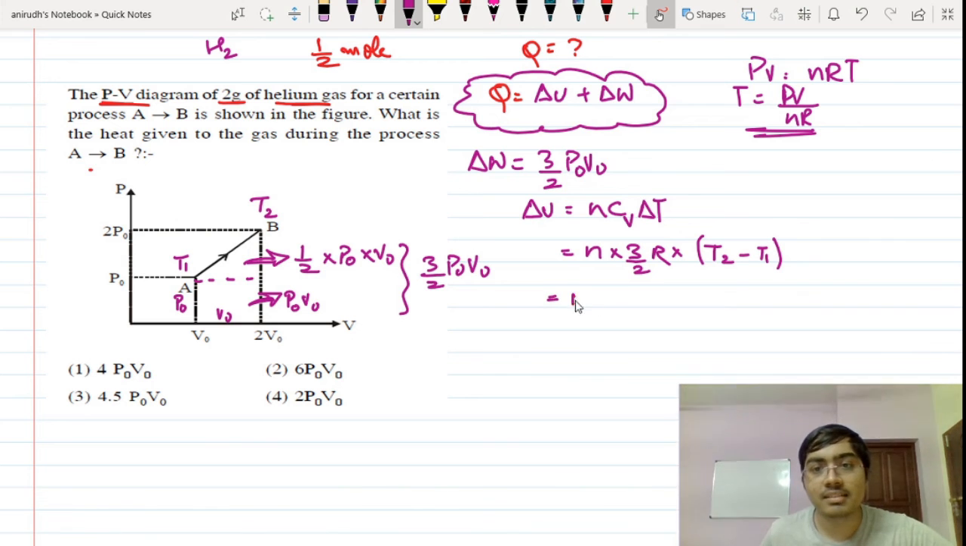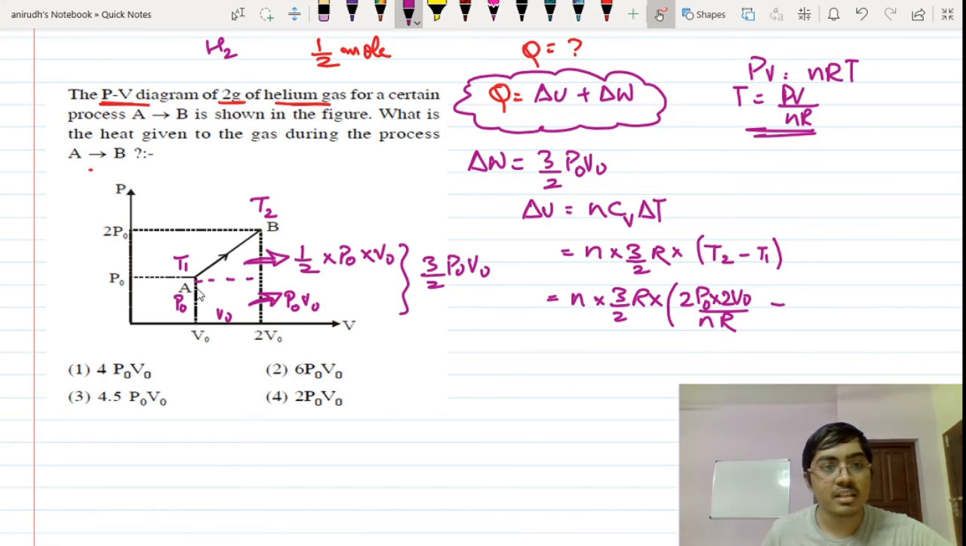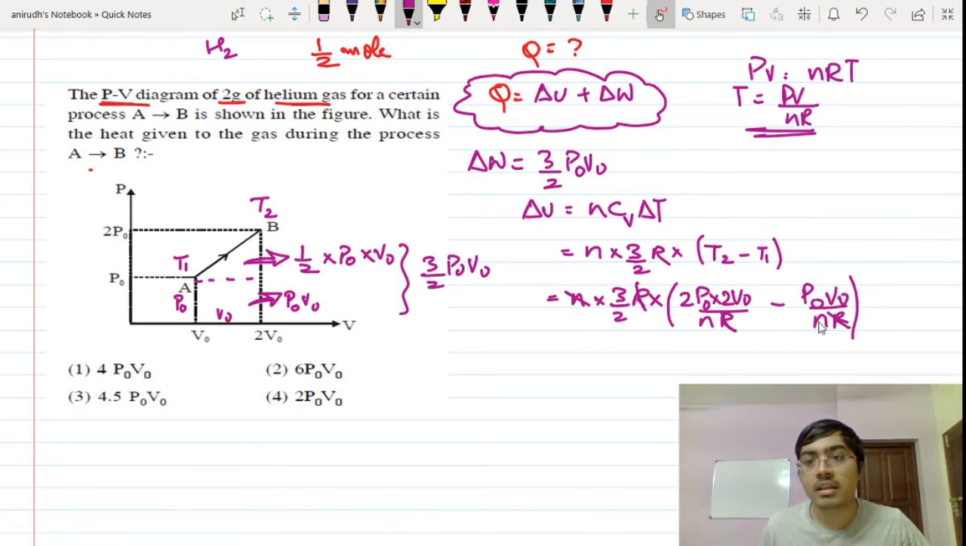So if I keep on writing this, n multiplied by 3 by 2 R multiplied by T2. What is the temperature at B? PV by nR. Pressure at B is 2 P naught multiplied by 2 V naught divided by nR, minus, here at A, P naught V naught, that is the pressure and volume at A, divided by nR. Hope you are getting this. Now nR, these things will get cancelled off. Now what you are left with is something like 3 by 2.